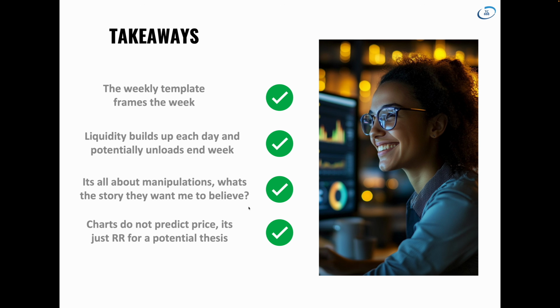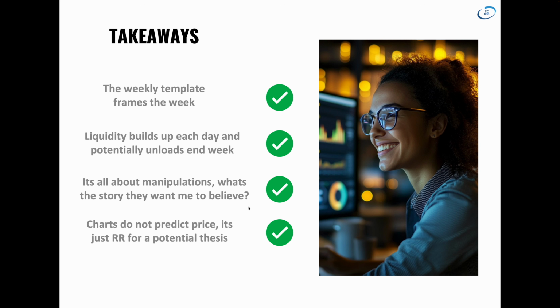So, takeaways. What did we discuss now in cinematic length? It's clear that the weekly template frames the week. So this is a logic that you follow through every day of the week, and it gives you a very mechanical, almost, process to understand what's happening. It's a lot of different building blocks that extend every day. You get more information and try to find out what the story of the week is.